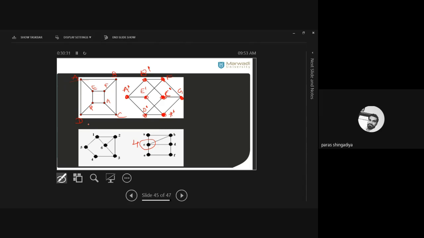Okay, both have the same number of vertices and the same number of edges. There is equality in both. There are 6 vertices and 8 edges. Clear? Both have the same possibilities, but they are not isomorphic graphs because there is no one-to-one correspondence between these two.